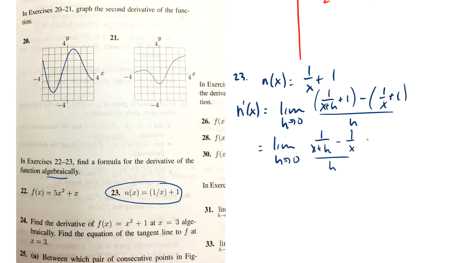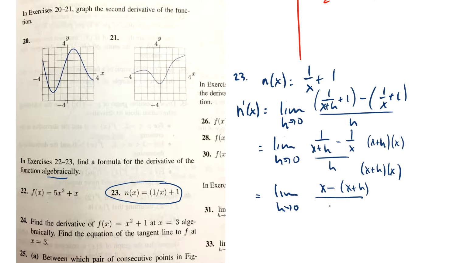Let's clear the denominators on the top. Let's multiply the top by x plus h times x and the bottom by x plus h times x. That's going to get rid of my fractions in the numerator, which is what's making this kind of messy. So if I distribute, I get x minus x plus h, all over h times x plus h times x. And the x's cancel, and that becomes a negative h on the top, right? Minus the h.